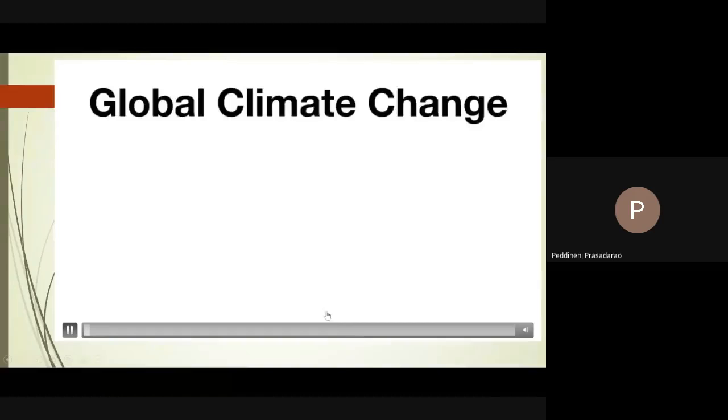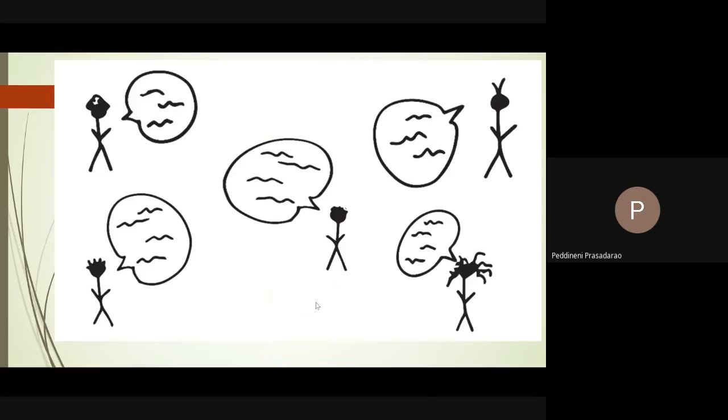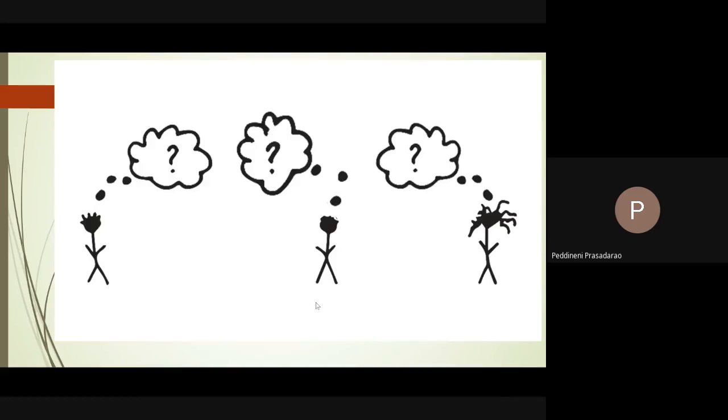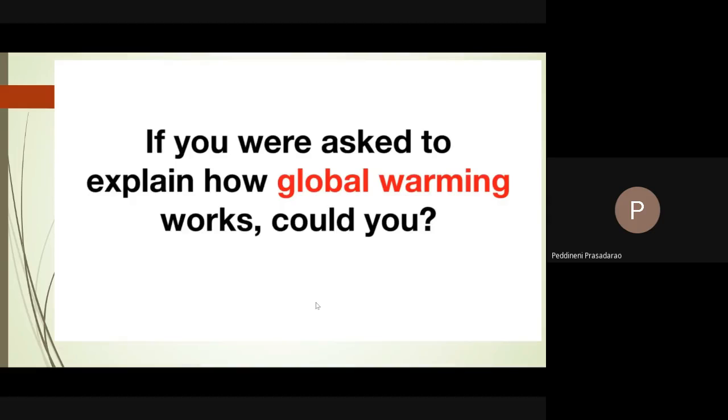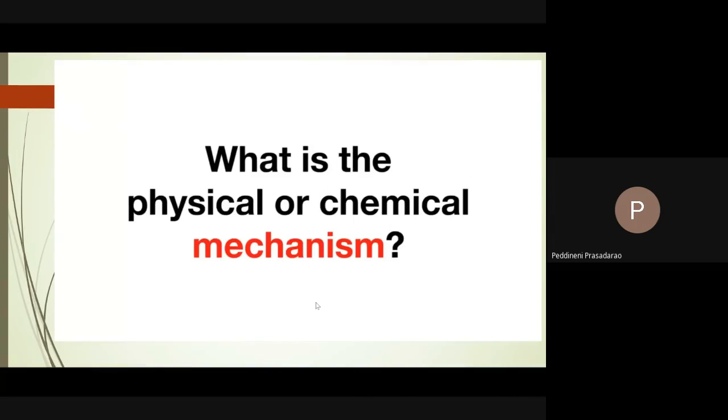You may have heard of global climate change, which is often called global warming. Whether or not people accept that humans are causing global warming, most folks have an opinion about it. But how much do regular people understand the science of climate change? If you were asked to explain how global warming works, could you? Take a moment to try to explain to yourself how virtually all climate scientists think the Earth is warming. What is the physical or chemical mechanism?